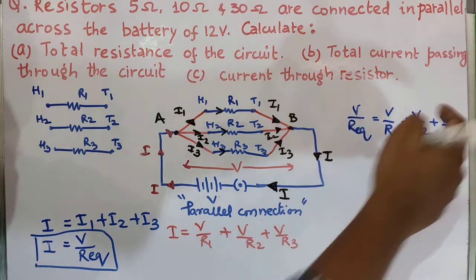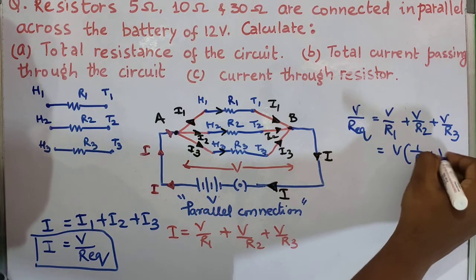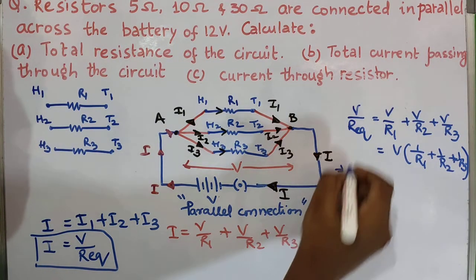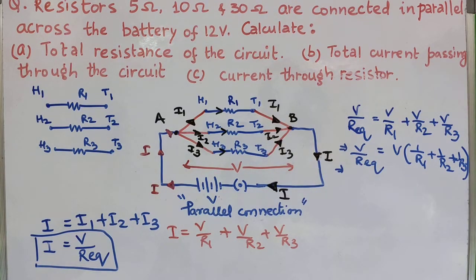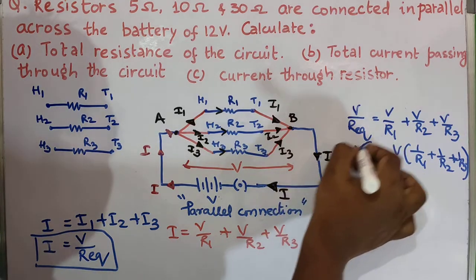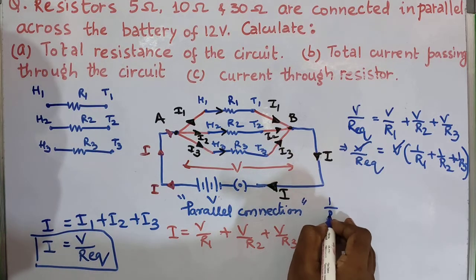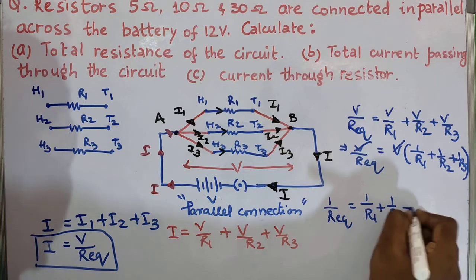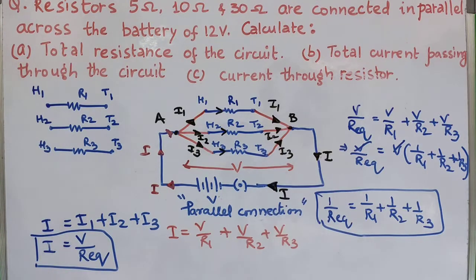So when I see V is common in the numerator, let's take V as common. So I am left with 1 by R1 plus 1 by R2 plus 1 by R3. So V by R equivalent is equal to V into 1 by R1 plus 1 by R2 plus 1 by R3. So V is common. So 1 by R equivalent is equal to 1 by R1 plus 1 by R2 plus 1 by R3. So this is the formula for parallel connection.